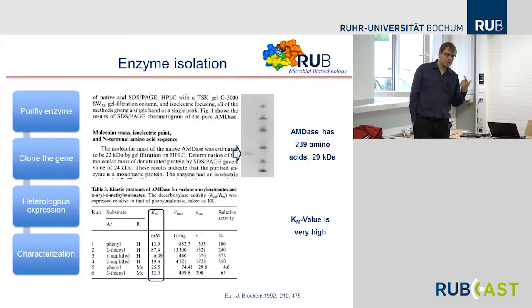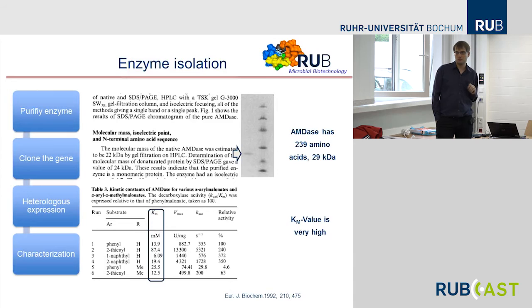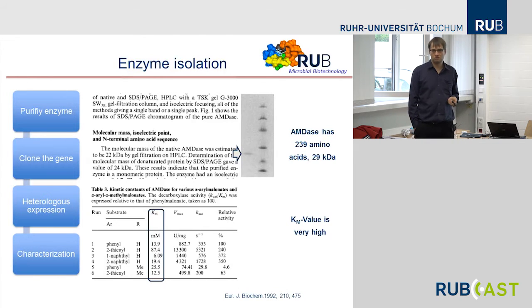What do you think, is this a high KM or a low KM compared to most enzymes, relatively speaking? Let's say a KM of 80 millimolar. Maybe you can vote on this. Who's for high? 1, 2, 3, 4, 5, 6, 7, 8, 9. Who's for low? So, good democracy. If you have a KM of 80, you need for Vmax a concentration of at least 180 millimolar. This is terrible. In a cell, they will never have a 180 millimolar concentration of phenylmalonic acid.